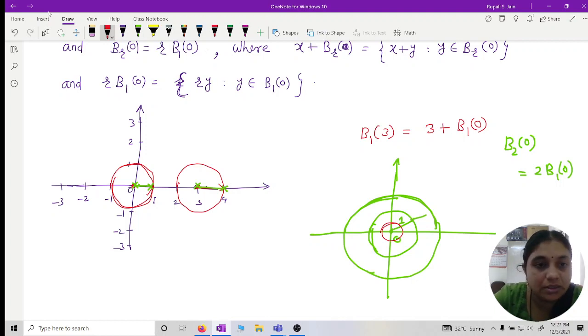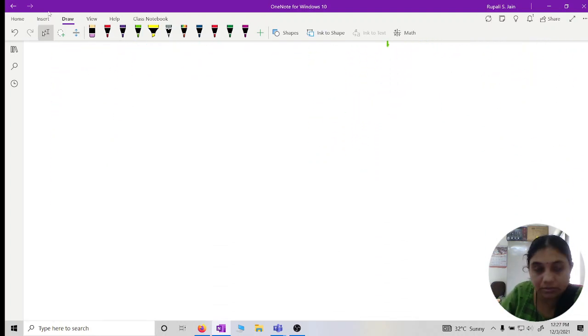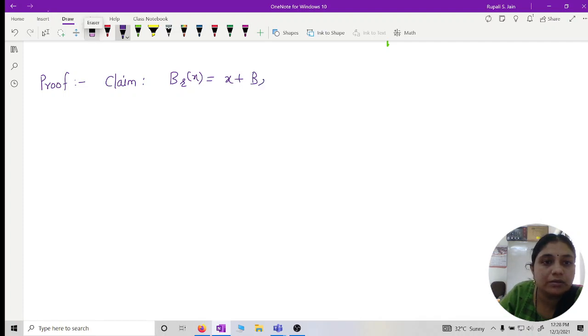Yes. So we just want to prove this. It is very easy. Okay, proof. First we will show, or claim, that B_r at x is equal to x plus B_r at 0. We want to show this.